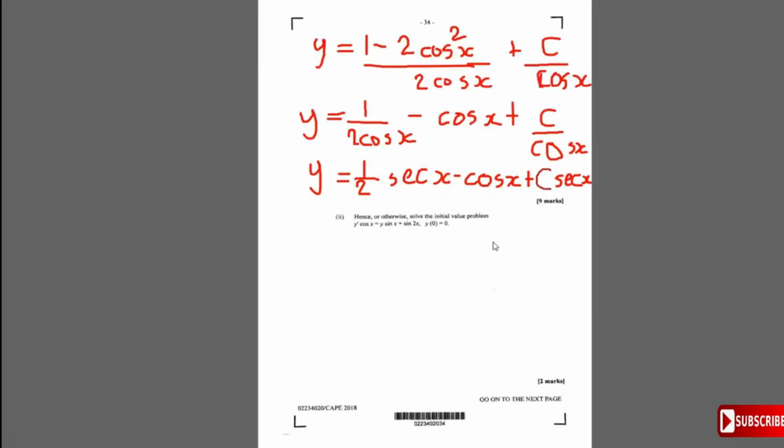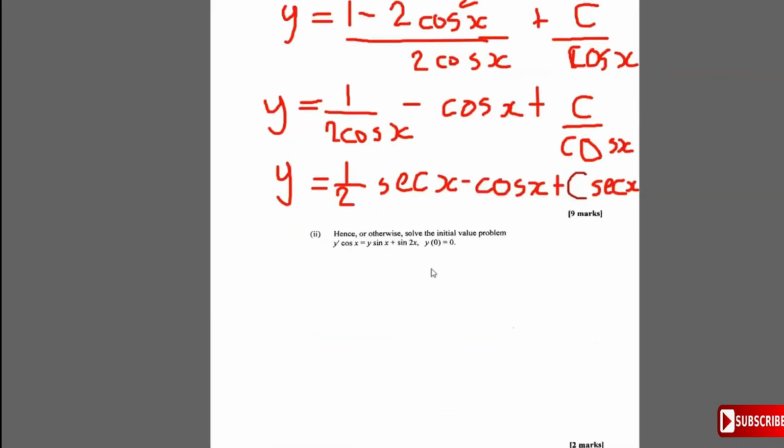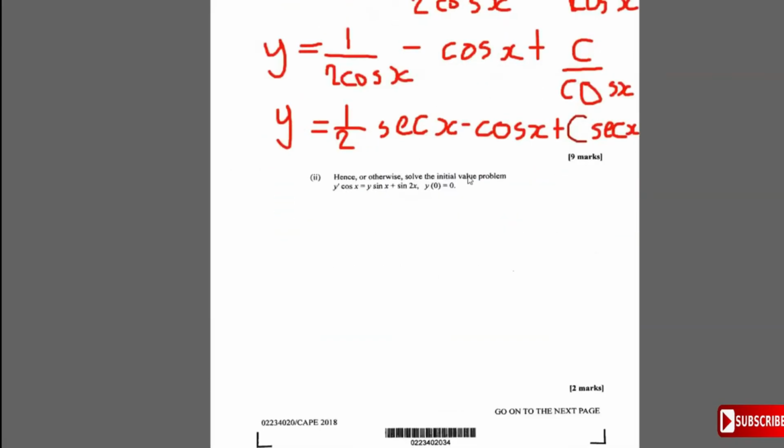Now the second part says hence or otherwise solve the initial value problem. Y of 0 equals 0. Meaning when x is 0, y is 0. So solve the problem. So solving this problem, when x is 0, y is 0. So 0 is equal to, the cosine of 0 is 1.